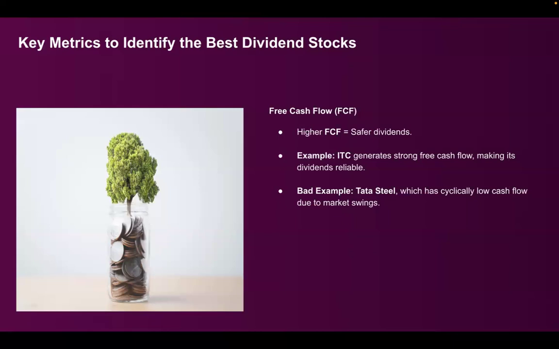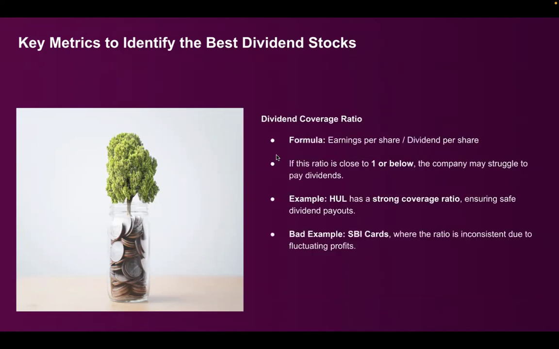So a company like ITC generates a very, very strong free cash flow because it is a high ROE business, with very low capital needed to keep manufacturing tobacco. So they have very strong cash flow, and they'll keep paying reliable dividends which are safer and stronger. Whereas a company like Tata Steel is cyclical. So in times of poor cash flows due to market swings, they may not be able to pay dividends. So these companies can be avoided in your portfolio.